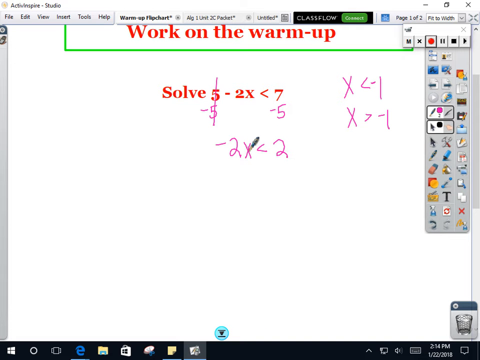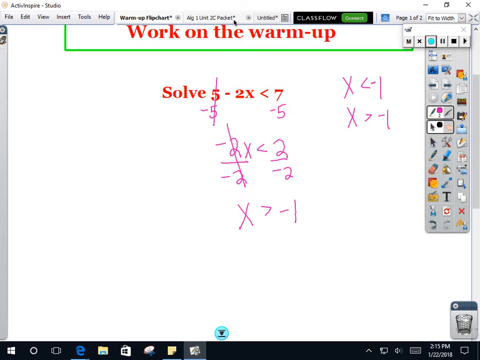Now to get x by itself, you need to separate those. They're being multiplied, so you do division. Correct. Since you're dividing by a negative number, you flip the sign and you get x is greater than negative 1.